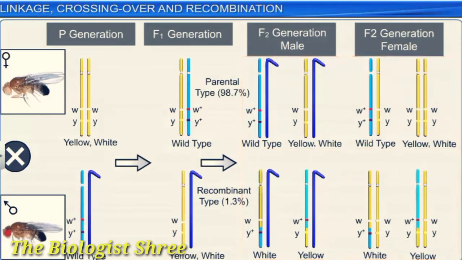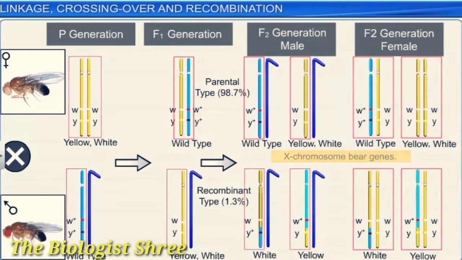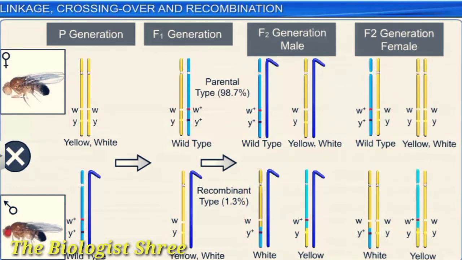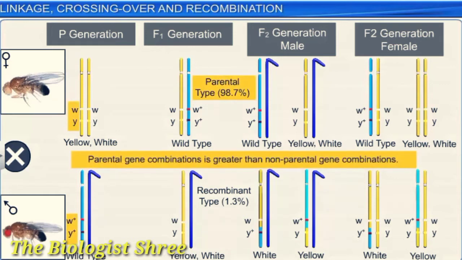Morgan and his colleagues knew that only the X chromosome bears genes. Furthermore, they noticed that during a dihybrid cross, if 2 genes lie on the same chromosome, then the proportion of parental gene combinations, that is, y w and y+ w+ in this case, was much higher than non-parental gene combinations or the recombinant types, that is, y+ w and y w+.